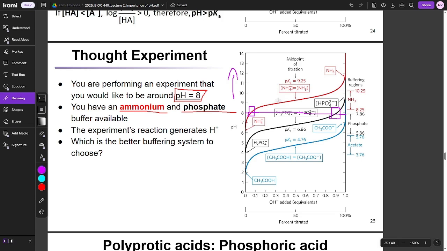So this is what you have to be able to do when you're looking at buffers, right? You should be able to see that depending on whether or not the system produces H plus or OH minus, which one is better to use in different situations. Hopefully that makes some sense.